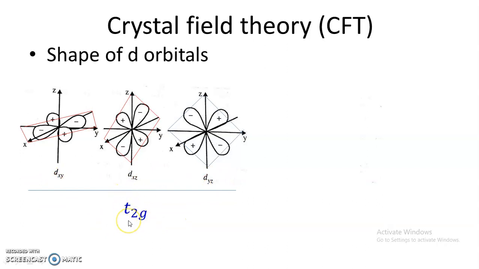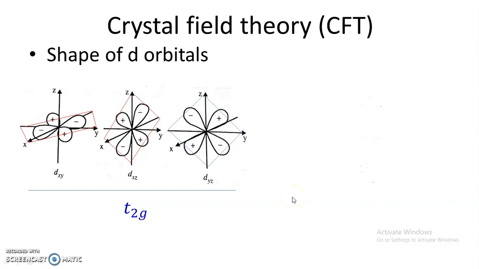T stands for triply degenerate, and g stands for gerade. Gerade means the orbitals have a plane of symmetry, because opposite lobes have the same sine wave function, and therefore they have a plane of symmetry. And these 3 orbitals are the T2g orbitals.